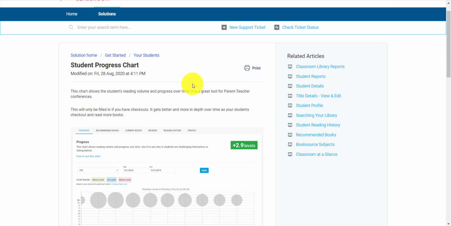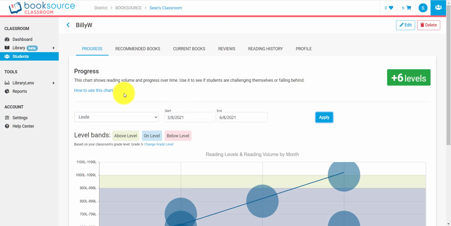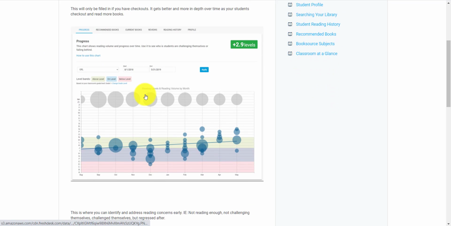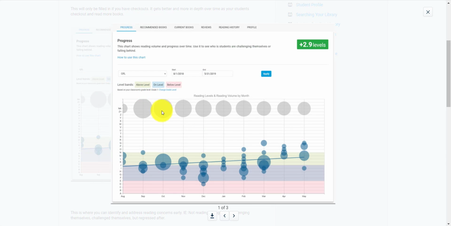Over in our help article, which by the way, you can reach by just saying how to use this chart here on the progress chart page, you will see that we give you a lot more information. This is an example of what an entire year might look like for a given student. And you can see there are many different size dots, and there's also a trend line.